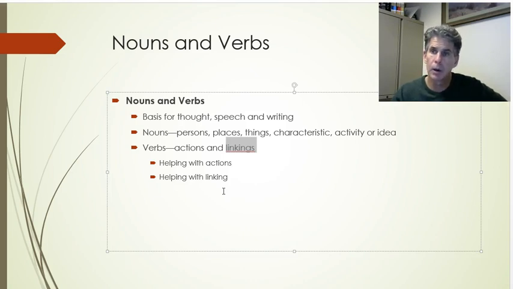They usually set up a situation where you're describing something. Okay, that's what they do, and they are not actions. So they do a lot of work in the English language. If you've heard about helping verbs or auxiliary verbs, they always help with actions or they help with linkings. They are never the verb by themselves.